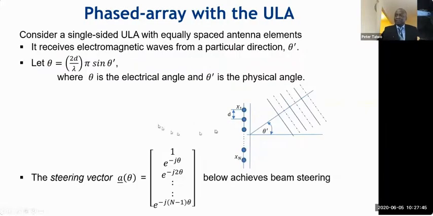So for the ULA, let's imagine an incident signal on the ULA antenna. It is going to be incident on the ULA antenna at an angle of theta prime here, and we can compute the electrical angle using this expression, 2d over lambda, the wavelength, by sine theta. From there, we can compose our steering vector, with which we can steer the signal beam based on the theta we employ here, which is going to correspond to either the incident angle of the signal or the projected angle of the signal.